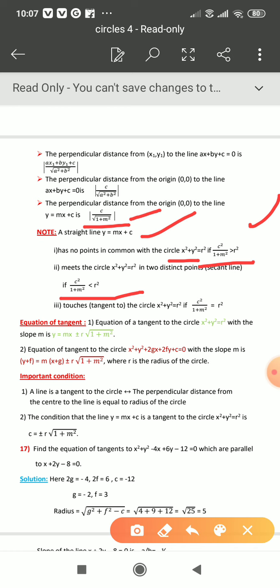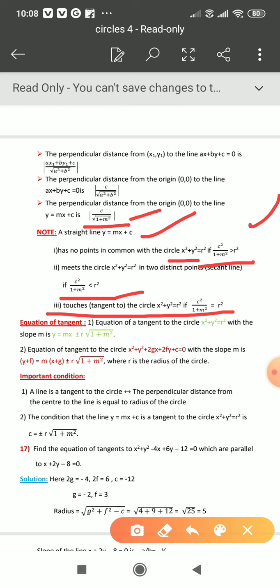Okay. So the third condition is important for our IAP. What is that? If the line touches the circle at one and only one common point, that is a tangent, then we have d equal to r. Here d means the perpendicular distance from the center, here the center is (0, 0), to the line.